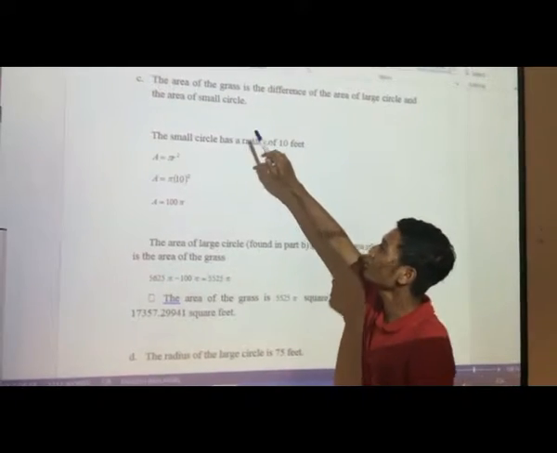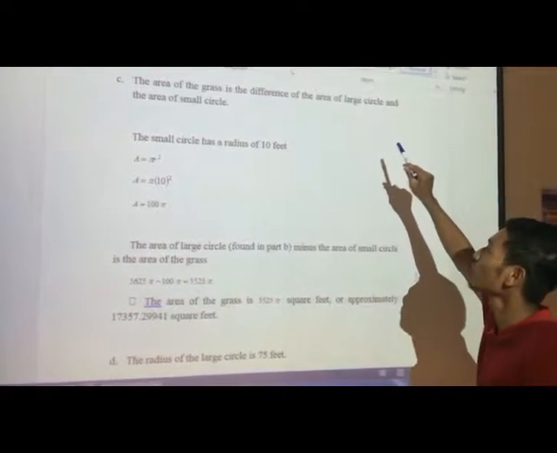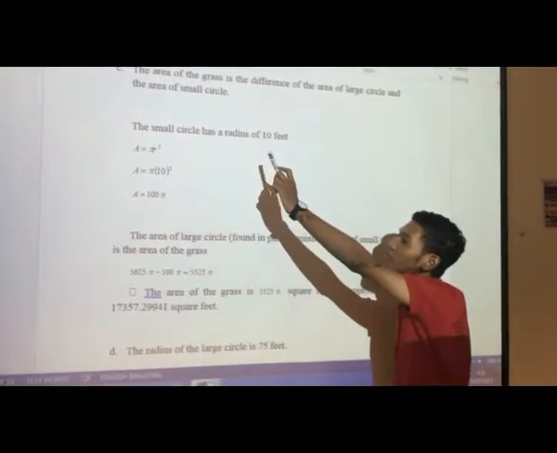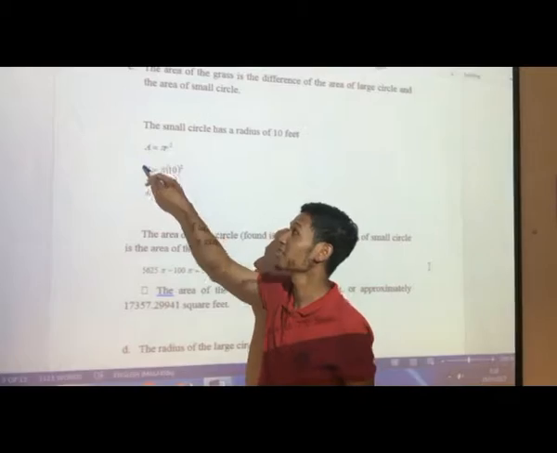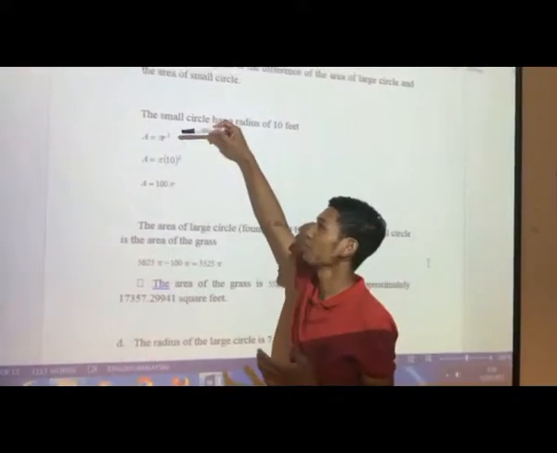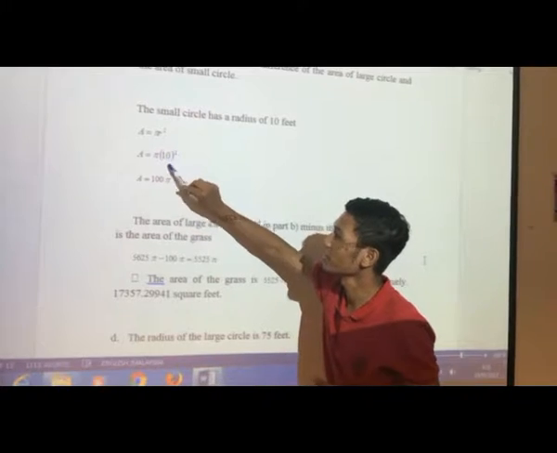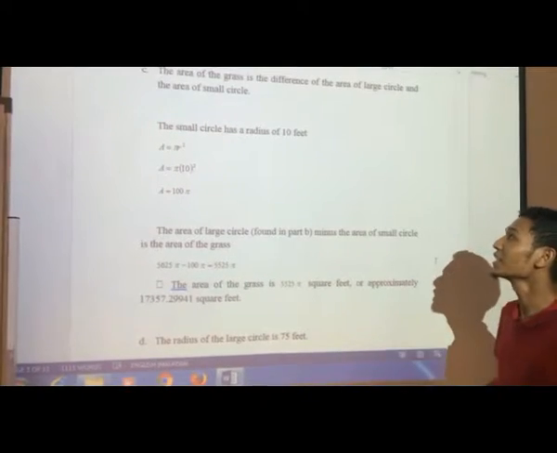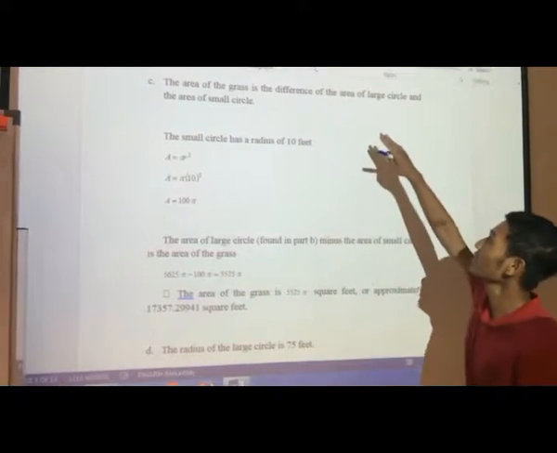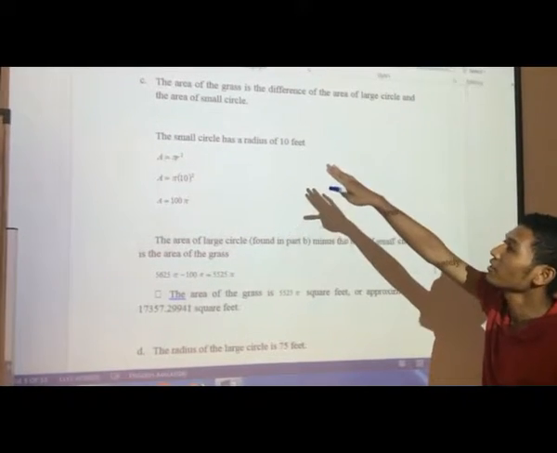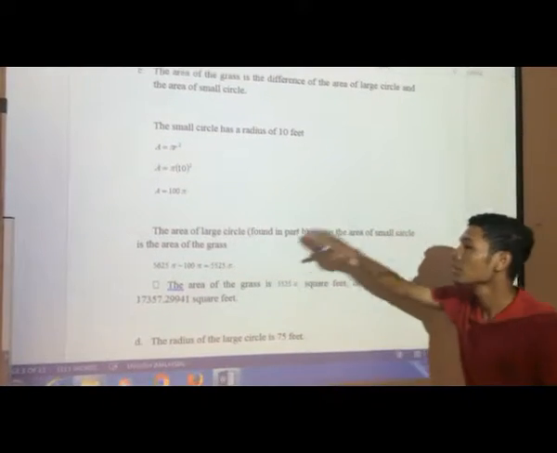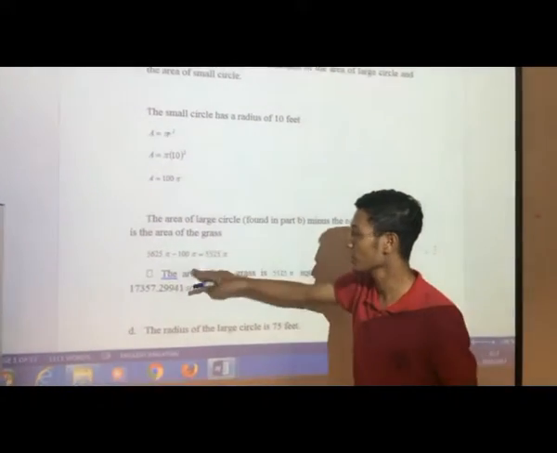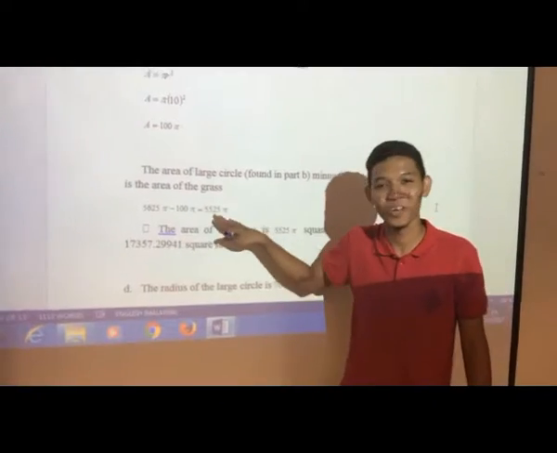Okay, see, the area of the grass is the difference of the area of the large circle and the area of the small circle. Okay, we know that the area of the small circle is 10. So this is the formula of area. So we substitute the value of R, or radius, in this formula, and we get the area of the small circle. Okay, next we want to find the difference between the large area and the small area of the circle. We subtract the large circle in part B with the small circle in part C. We get the area of the grass.